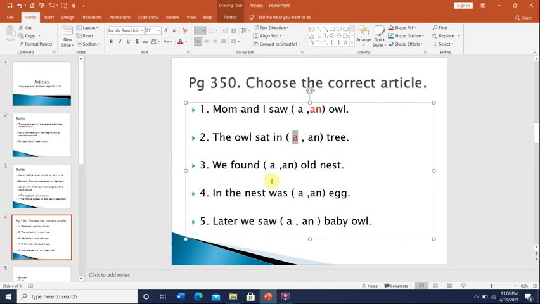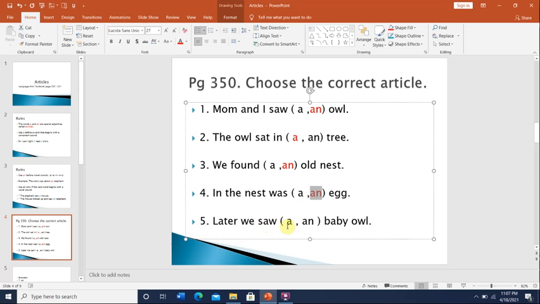We found a or an old nest. Here the next word is old. O begins with a vowel sound, so we have to use an. We found an old nest. In the nest there was a or an egg. Egg here begins with E, which is a vowel sound. Again, we will choose an.